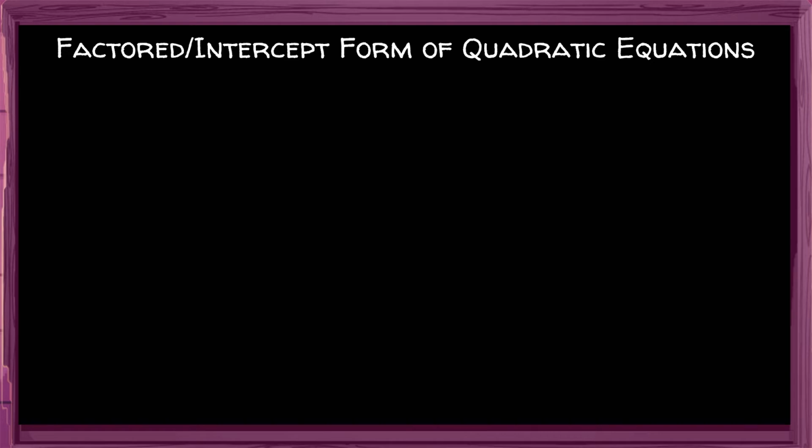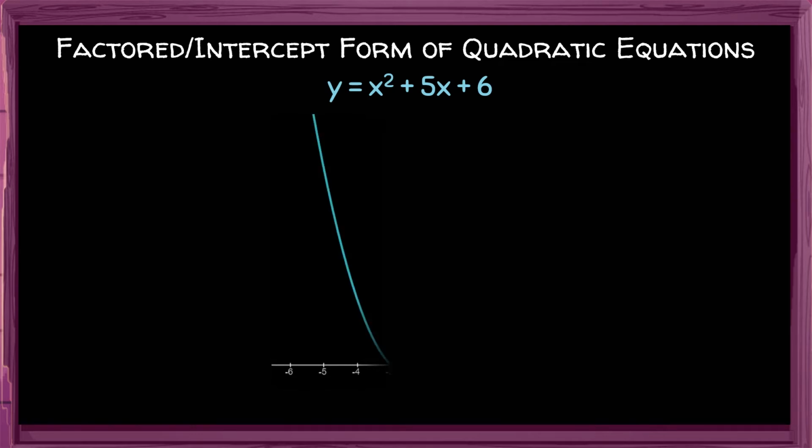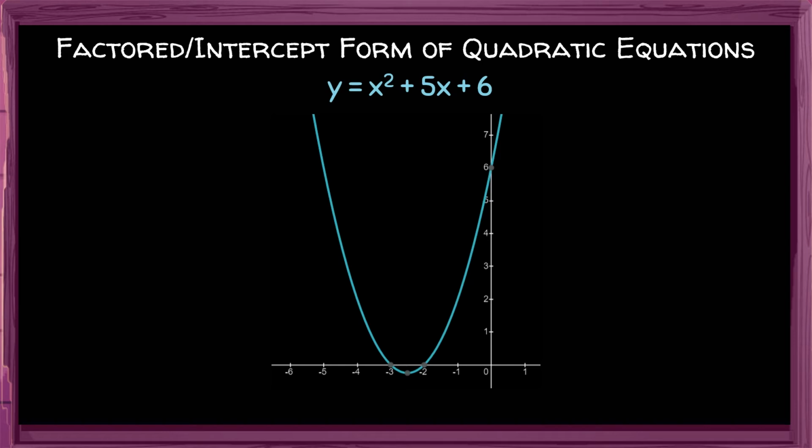Let's graph our original equation in standard form. Y equals x squared plus 5x plus 6. We get this. Does anyone remember what this shape is called?